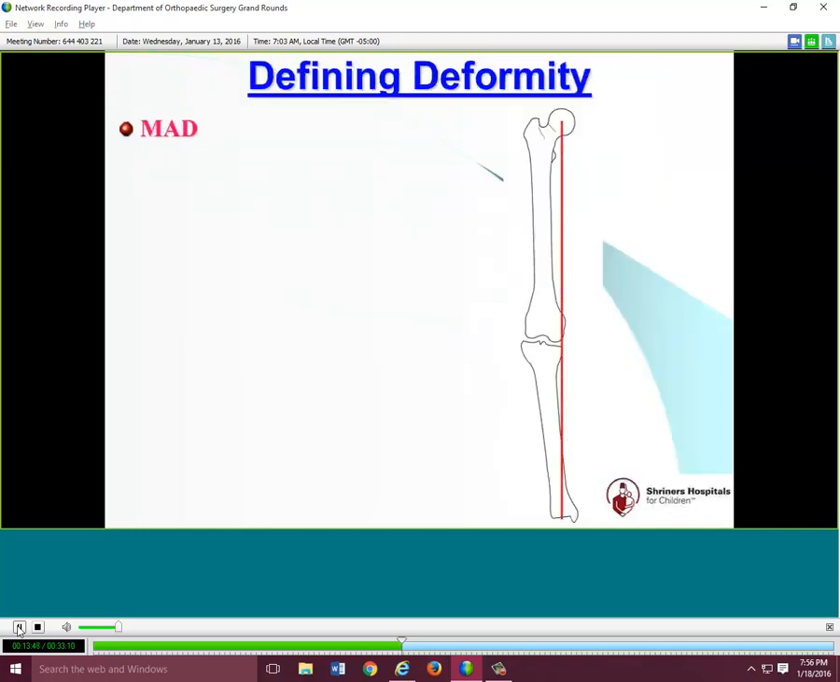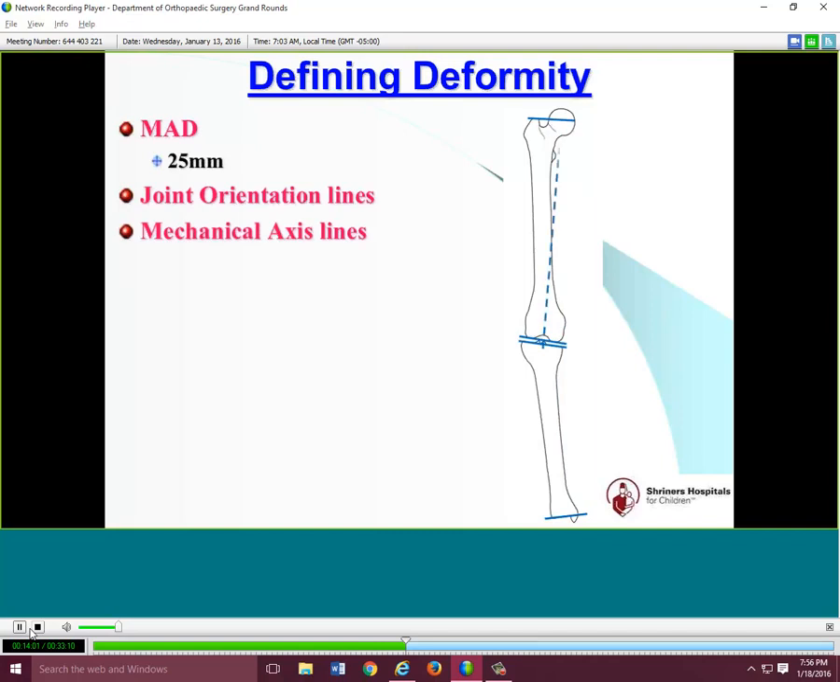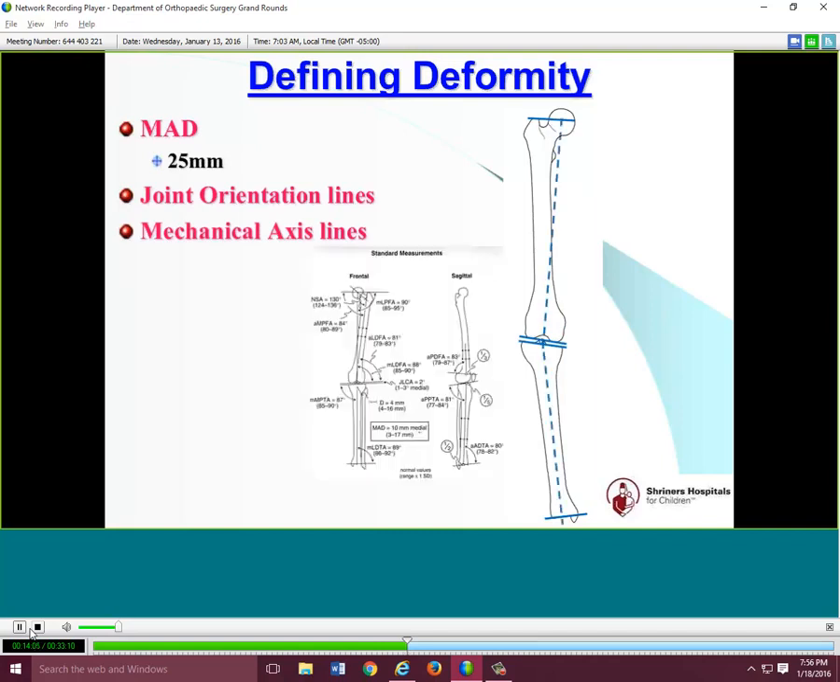All right, how about this one here? So here we draw mechanical axis deviation. It's 25 millimeters medial, so this means we have a varus knee. So we'll make our joint orientation lines, do a mechanical axis lines, and then we look again at a little cheat sheet over here. We say approximately we have a lateral proximal femoral angle of 94 degrees. Well, that falls within the range of 85 to 95 degrees. So that's within normal.